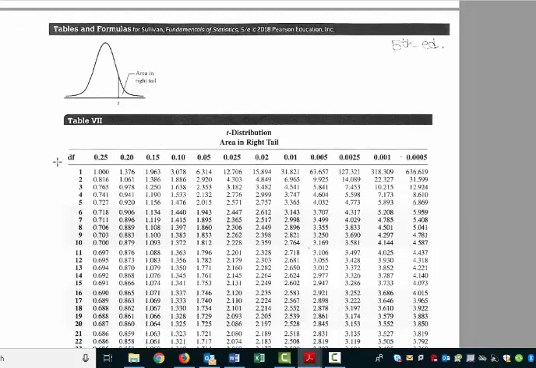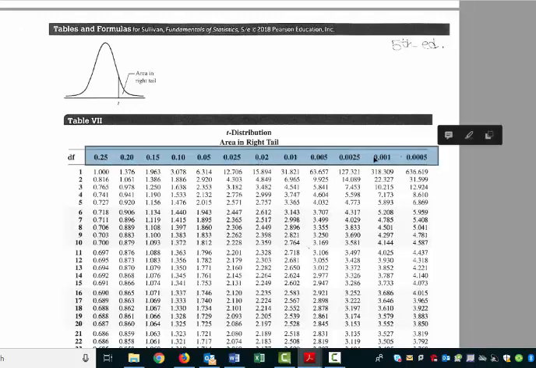Does anyone remember what the degrees of freedom is? Degrees of freedom is n minus 1. It's 1 less than the sample size. Okay, so you have to know the degrees of freedom. Those are the numbers down the side. And in this case, this is another thing that is completely backwards. These top numbers right here are your areas.